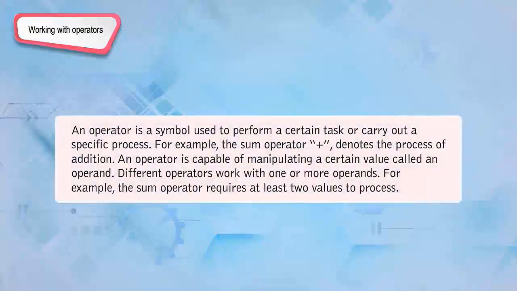Working with operators. An operator is a symbol used to perform a certain task or carry out a specific process. For example, the sum operator, plus, denotes the process of addition. An operator is capable of manipulating a certain value called an operand. Different operators work with one or more operands. For example, the sum operator requires at least 2 values to process.